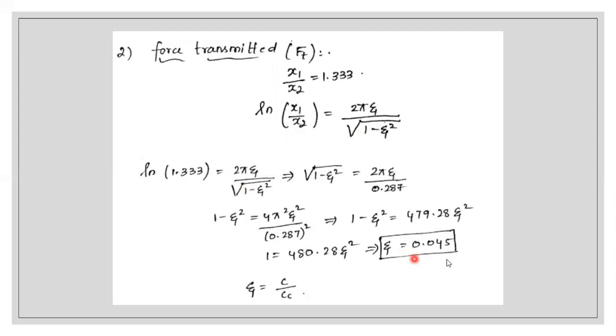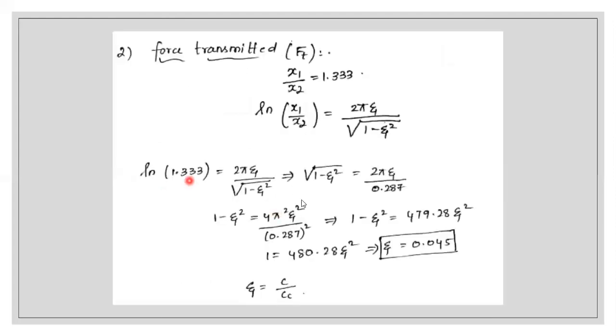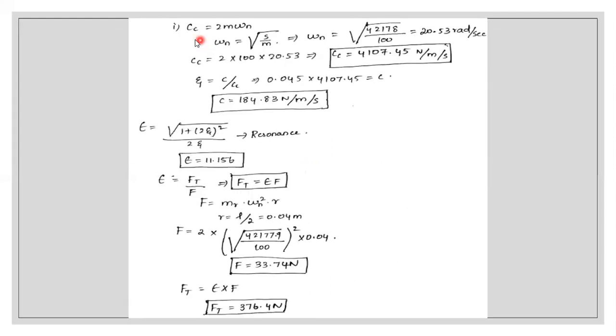Eta will be 0.045. What we are doing is this: the force transmitted, that is epsilon, is equal to force transmitted by force, which we can easily calculate. And if you want to calculate epsilon, we need the value of eta. For determining this eta, we are doing these steps. Just reduce the equation and you will get the eta value as 0.045. So next one will be the critical damping. Why are we determining critical damping? We need to know the eta value, and for that we have got the eta value.